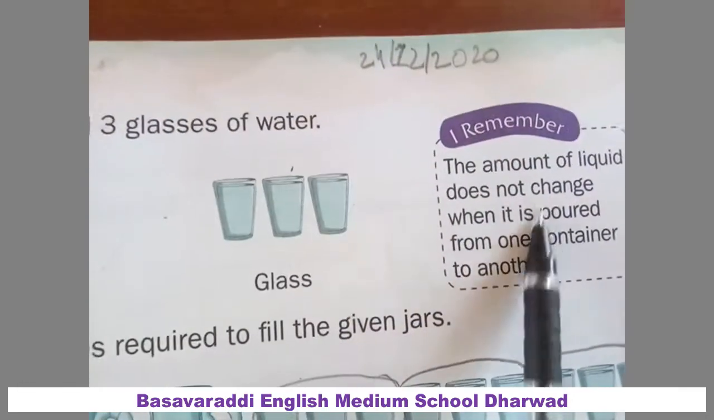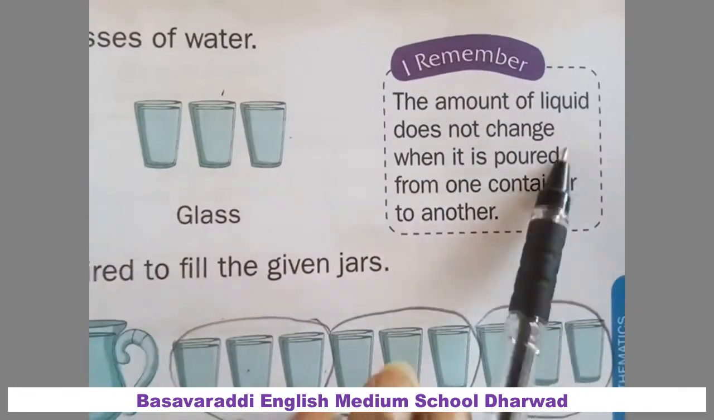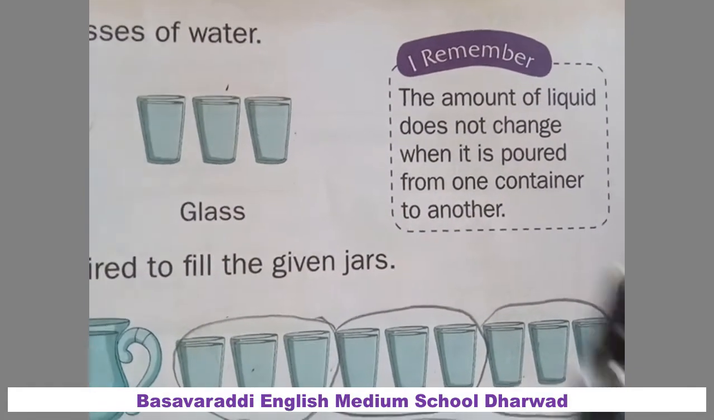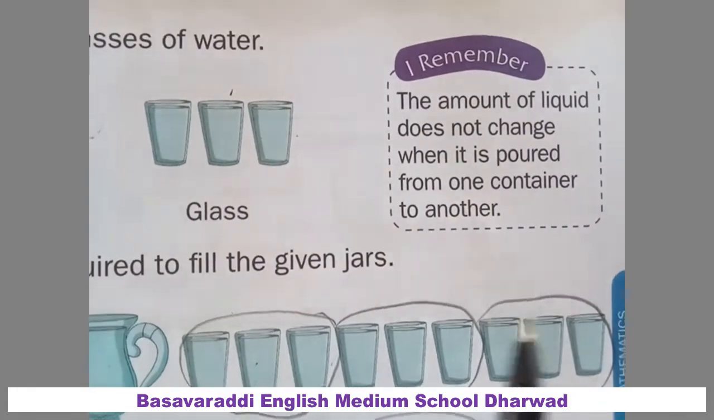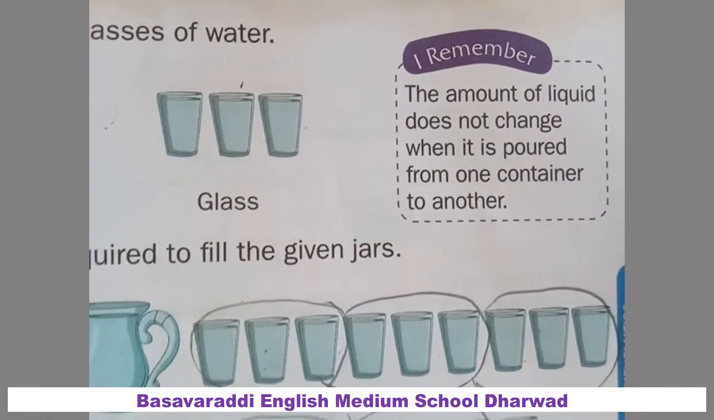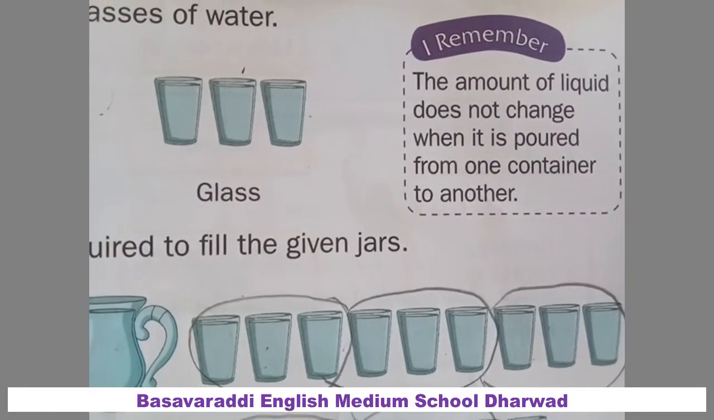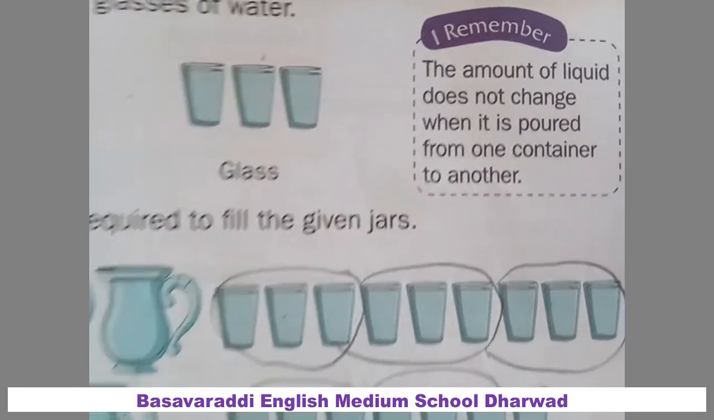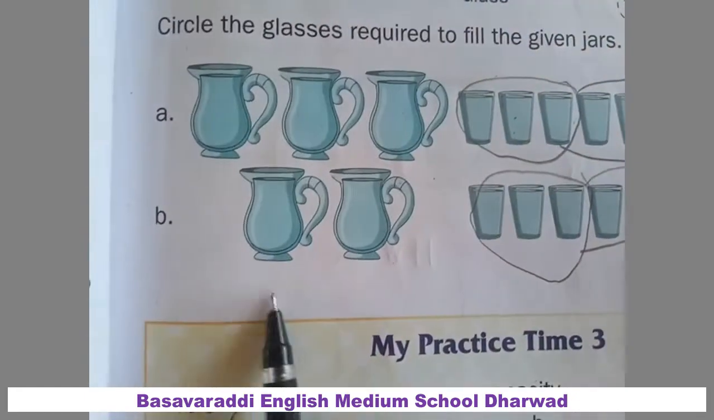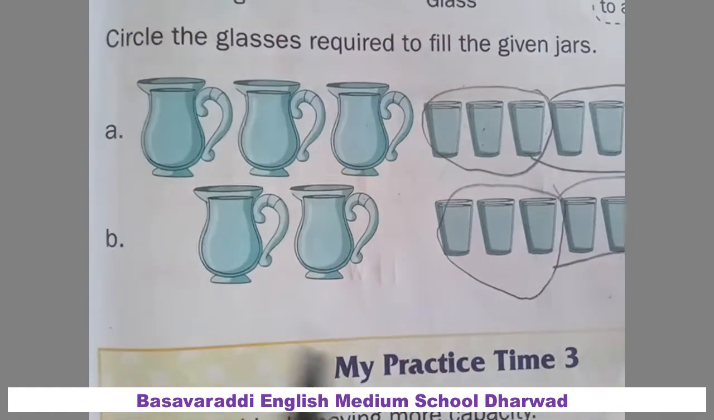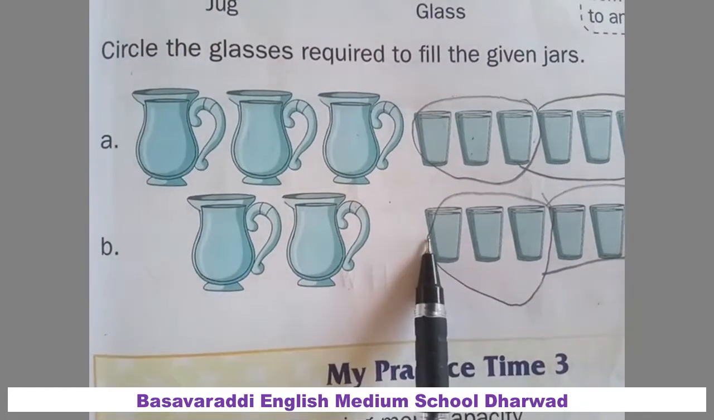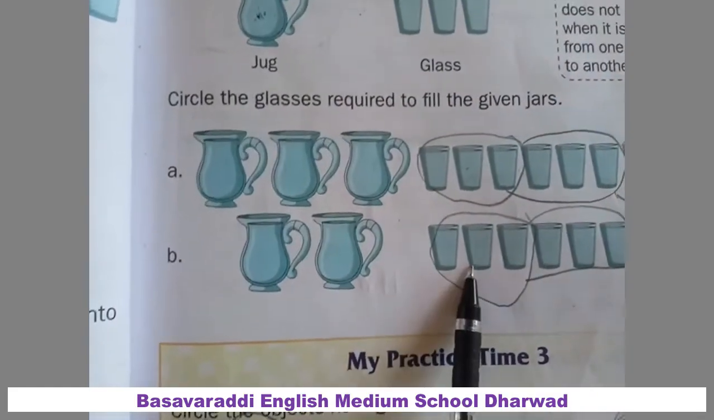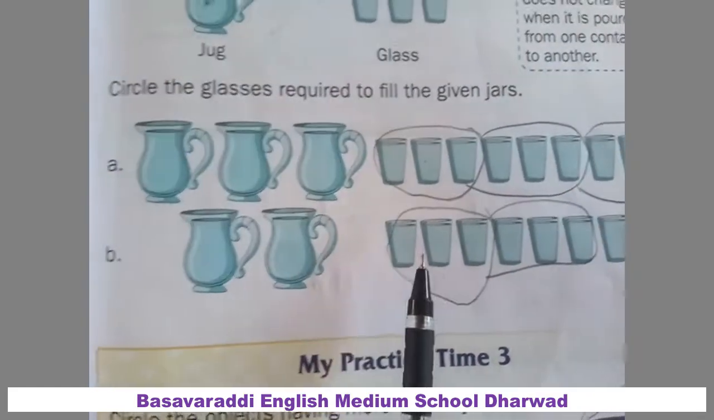So remember, the amount of a liquid does not change when it is poured from one container to another. The amount of liquid is not changing when you are pouring the water or a liquid from one container to another. Now, the second one, B1, 2 jugs are there. Two jugs means one jug is holding 3 glasses. The one jug can hold 3 glasses. This is one jug and another jug.